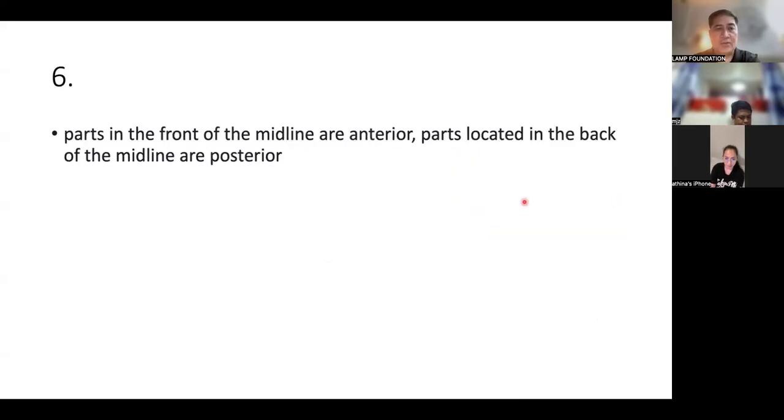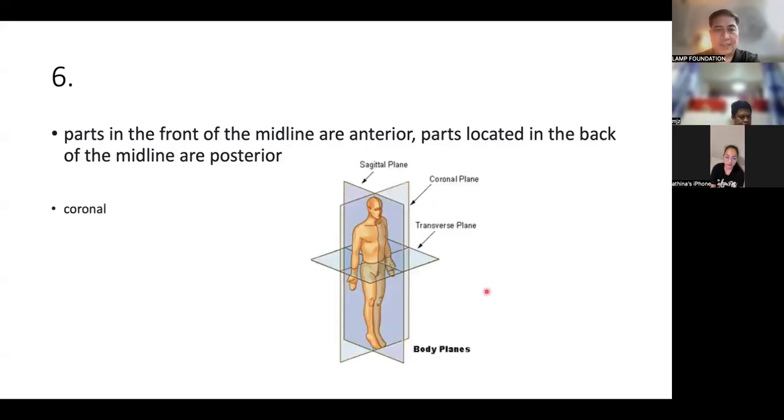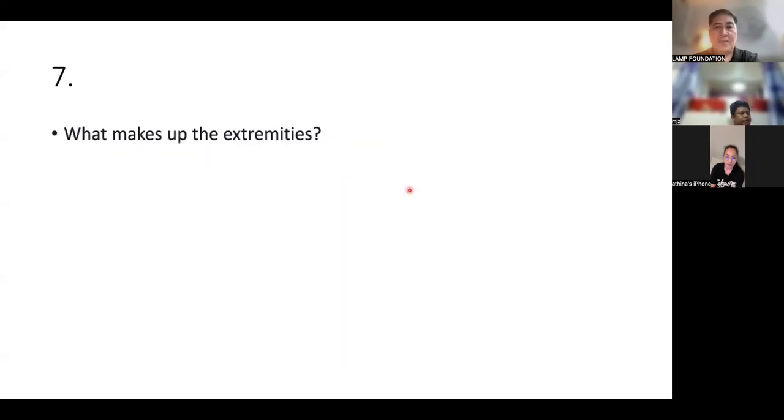What do you call the plane in which the parts in front of the midline are anterior, the parts located in the back of the midline are posterior? It's the coronal plane. Very good. This is how the coronal plane divides the body. What makes up the extremities? Because we always encounter this in anatomy books. The arms and legs. And you need to also know that the points of attachment for the arms are the shoulders. The points of attachment for the legs are the hips.